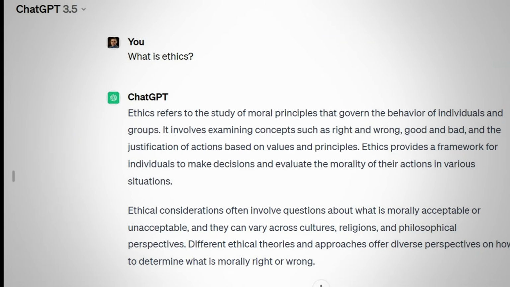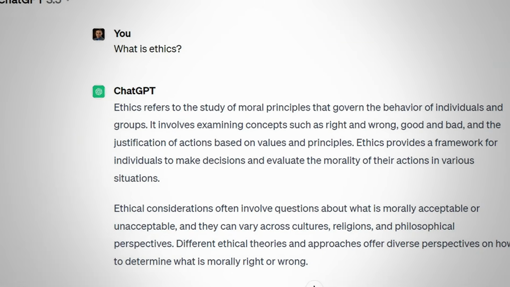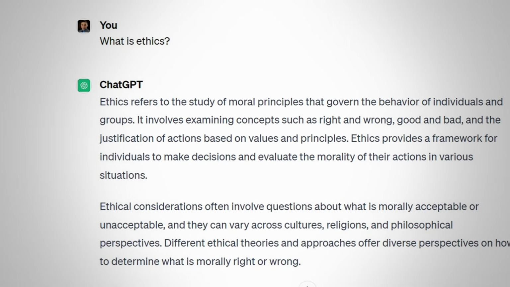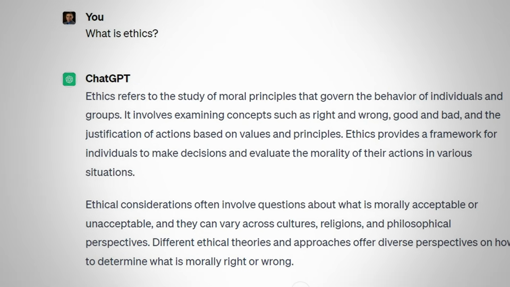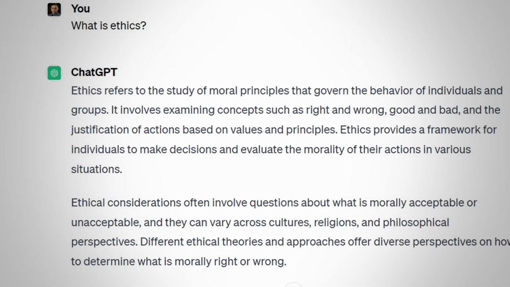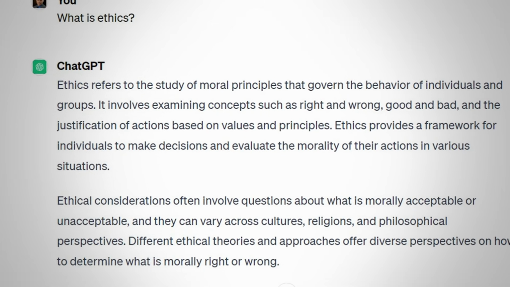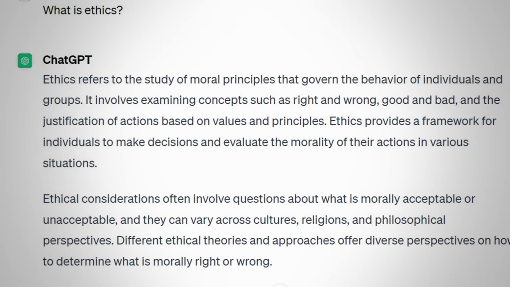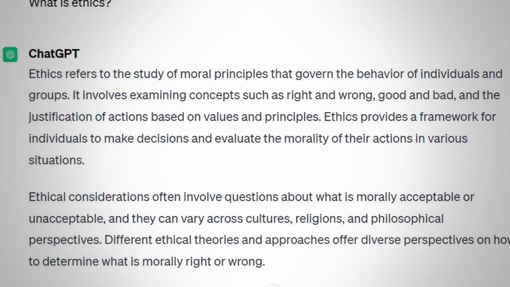So what is ethics? Well, we can pose that question to ChatGPT and it will give us an answer such as this. Ethics refers to the study of moral principles that govern the behavior of individuals and groups. It involves examining concepts such as right and wrong, good and bad, and the justification of actions based on values and principles. That's a pretty good definition. That helps us to understand, oh, okay, it's about principles, it's about good and right. But remember, when we get something from the AI, we can't just take it at face value. It's important that we also verify the information.